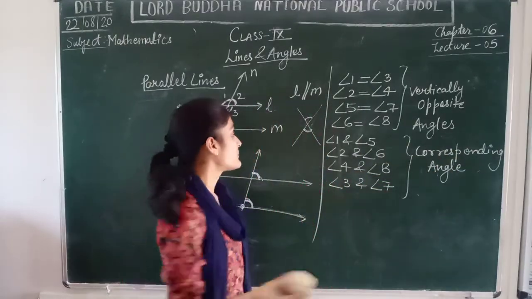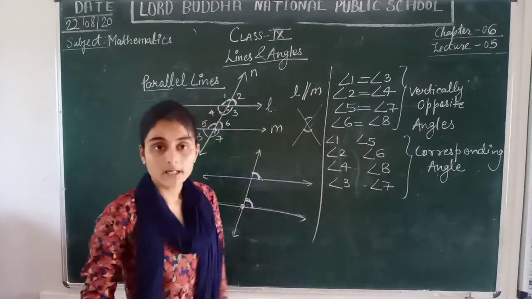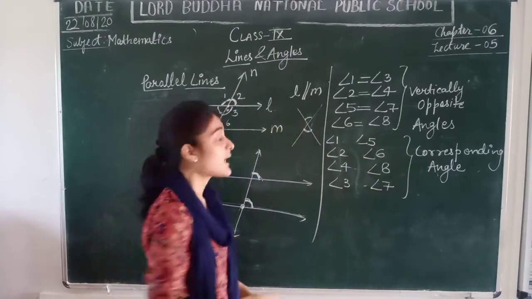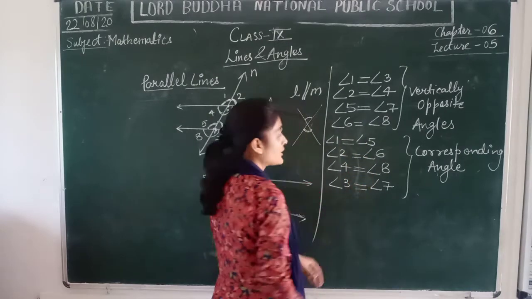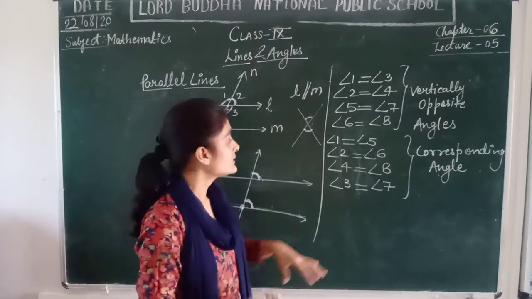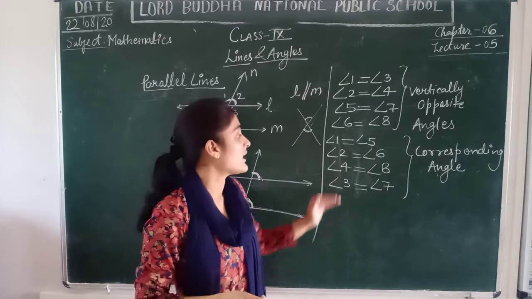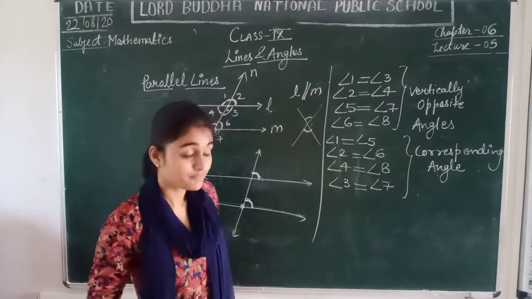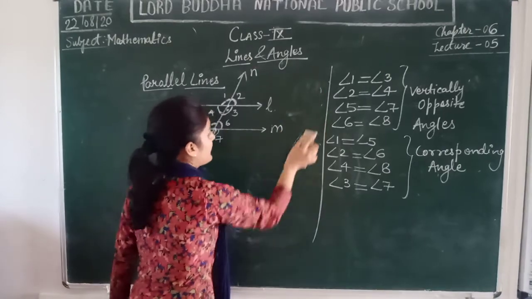And they also have a property that they are equal in measurement. So the corresponding pairs or the corresponding angles are equal in measurement. So you have got another rule, another way of finding angles. What is it? Corresponding angles: if they have similar position, their values will be equal. Okay? Now, let's move forward to the next type of angle.